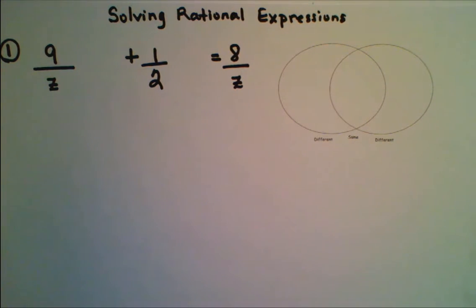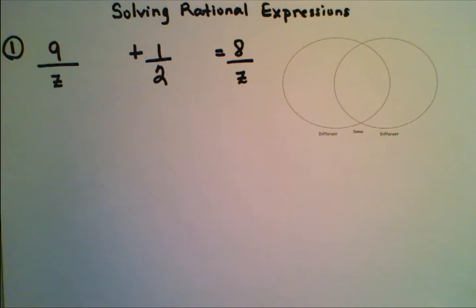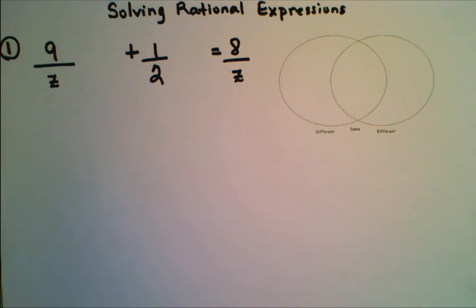Solving rational expressions. Number one, we have 9 over z plus 1 over 2 is equal to 8 over z. So we have solved equations that contain fractions before. If you go back to the first 2 weeks of class, we talked about how to solve linear equations that contain fractions, and what we had to do was find the LCD and multiply the LCD to every term, because we didn't want the body of our work to have fractions in it. So if we don't want the body of our work to have fractions, we found the LCD.